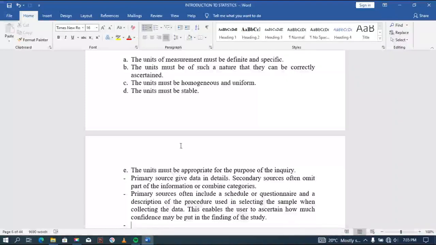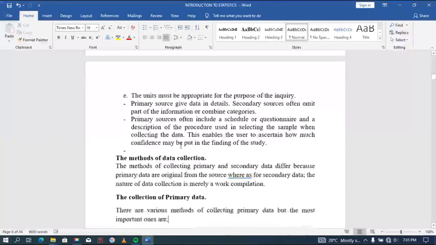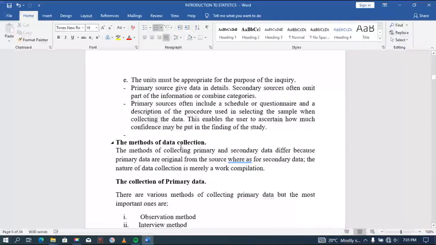Then the units must be appropriate for the purpose of the inquiry. So you have some methods of data collection. So you can go to methods of data collection.